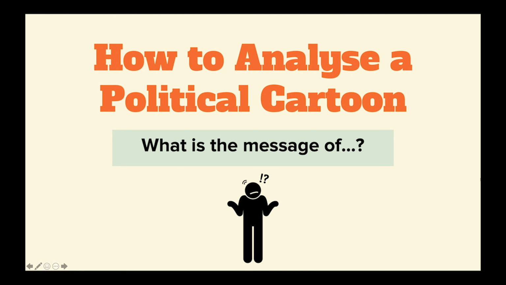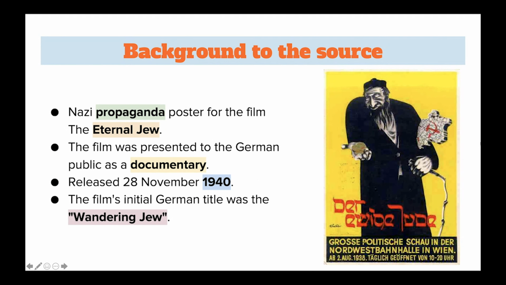So here we are, how to analyse a political cartoon. What is the message of? This is question 1, part B of the IB paper 1 examination. So what source are we going to be looking at? We're going to be looking at a Nazi propaganda poster for the film The Eternal Jew. The film was presented to the German public as a documentary. Okay, so it wasn't just for entertainment, it was for education. Released the 28th of November of 1940, so we've already started into World War II. The film's initial German title was The Wandering Jew.